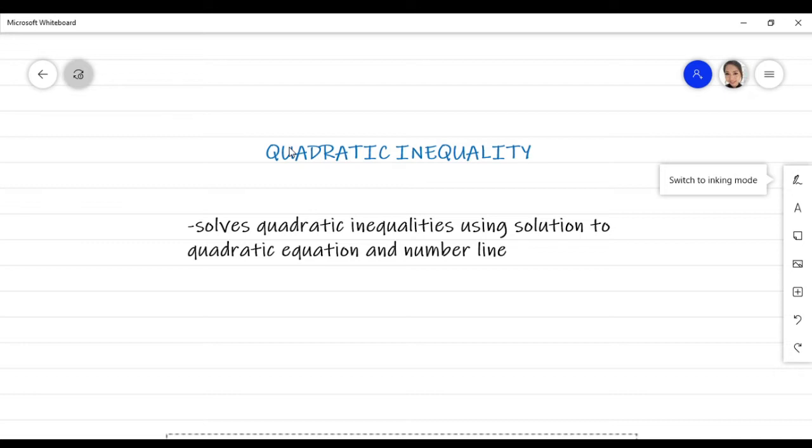So for today's lesson, our topic is all about quadratic inequality, where you will be able to solve quadratic inequalities using solution to quadratic equation and number line.